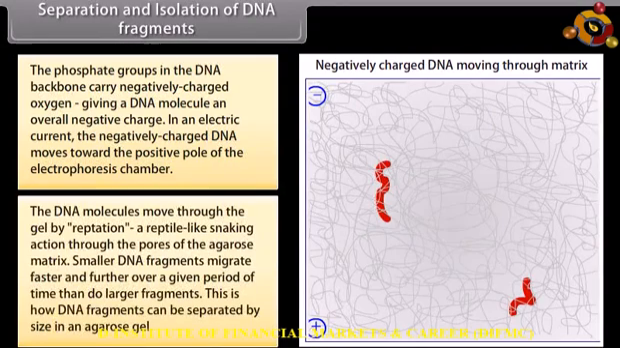The DNA molecules move through the gel by reptation, a reptile-like snaking action through the pores of the agarose matrix. Smaller DNA fragments migrate faster and further over a given period of time than do larger fragments. This is how DNA fragments can be separated by size in an agarose gel.